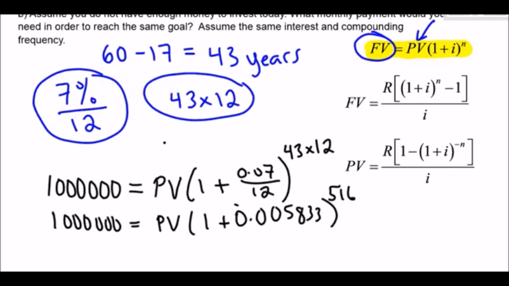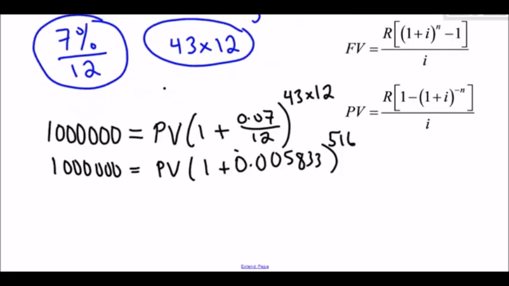So let's do that calculation. My unknown is right here. I'm going to calculate all of this and save a whole bunch of decimals, and then I'll isolate my unknown. So 1.005833 to the exponent 516 equals, so what do we get?